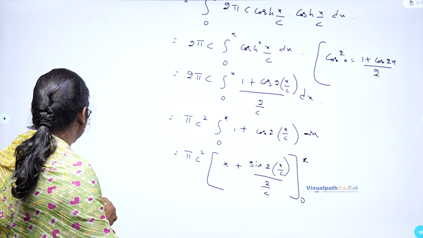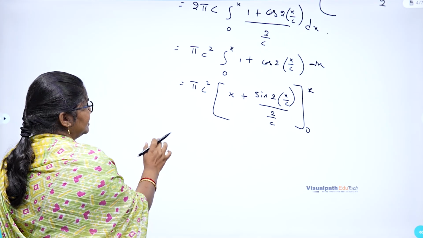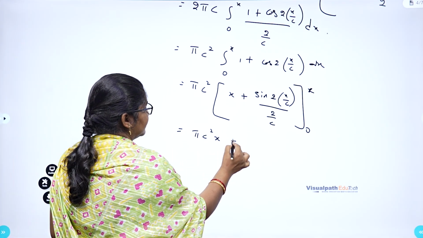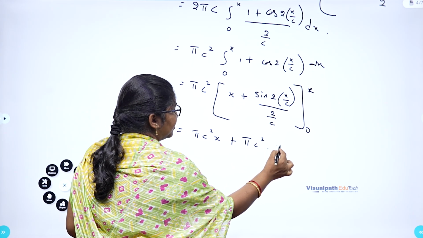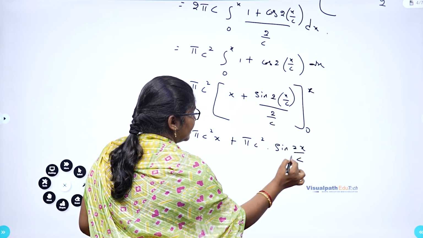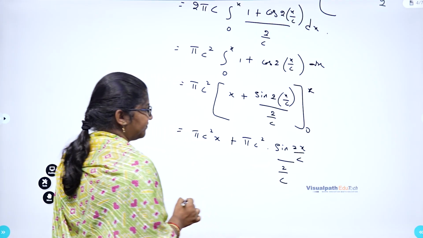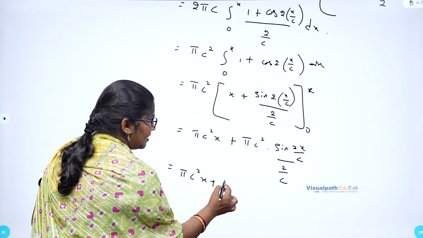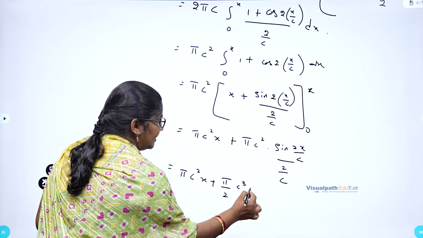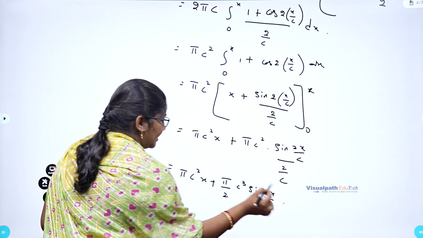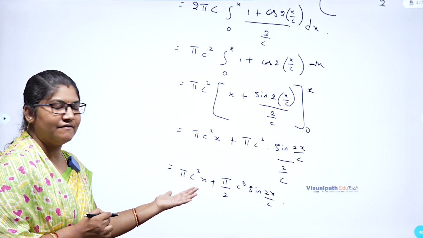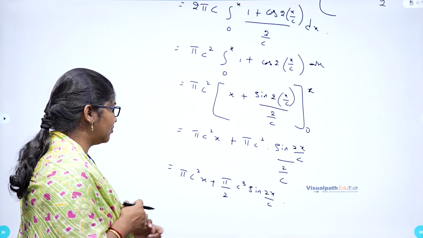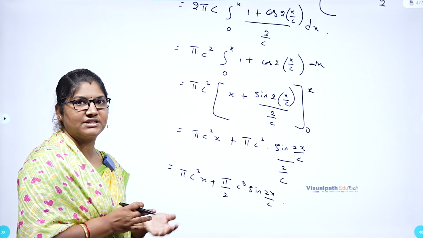Some simplification can also be done for this. Pi into c square x plus pi c square into sin(2x by c) by 2 by c. Okay, pi c square x plus pi by 2 c cube sin(2x by c). In place of c square, we can substitute c. Why? Because c is a constant: c square, c cube, 100c, we can put c only. This is the area of the given surface.